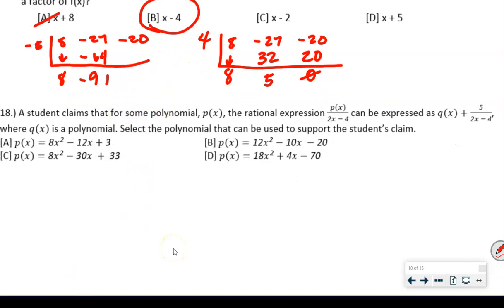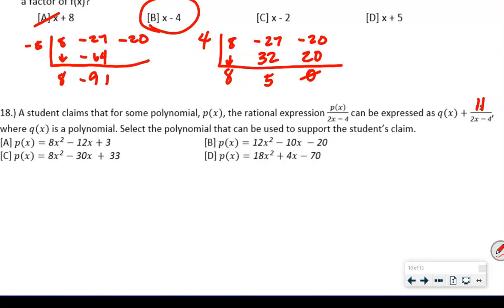Number 18 says, a student claims that for some polynomial p of x, the rational expression p of x divided by 2x minus 4 can be expressed as q of x plus 5 over 2x minus 4. Okay, we are going to change this to 11, y'all, because there is no answer there that has a remainder of 5, where q of x is a polynomial. Select the polynomial that can be used to support the student's claim.